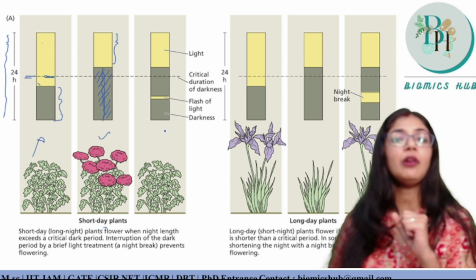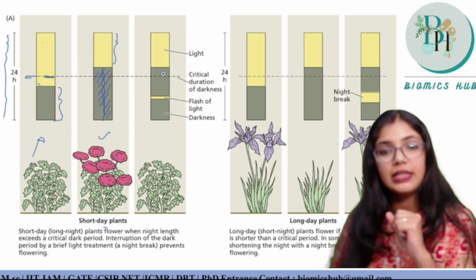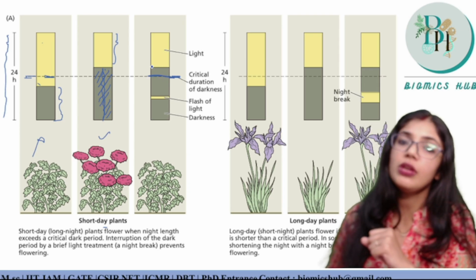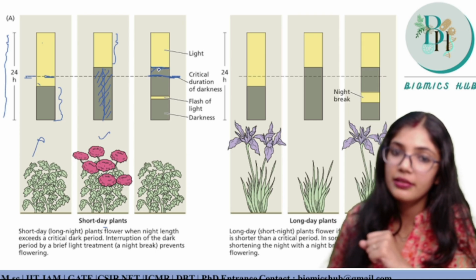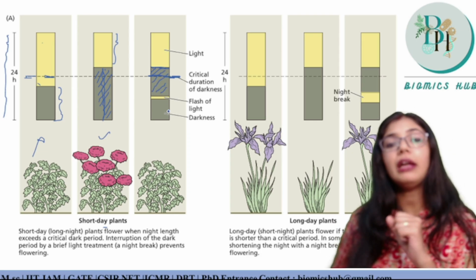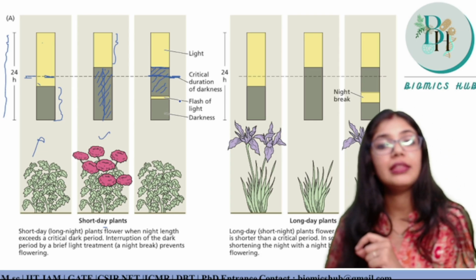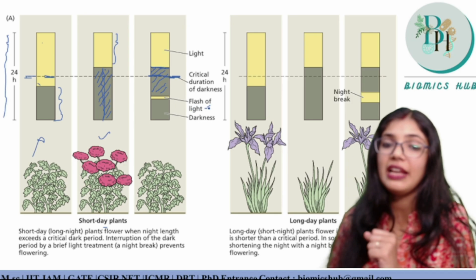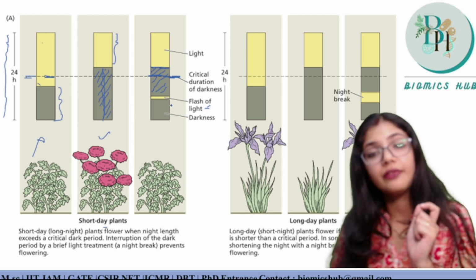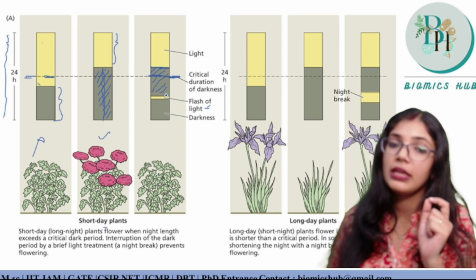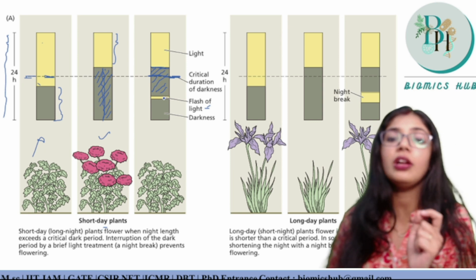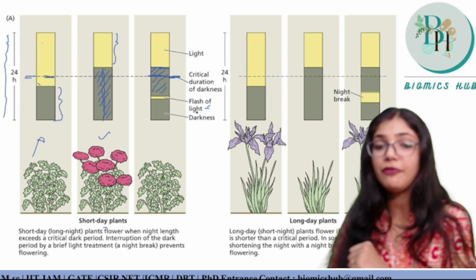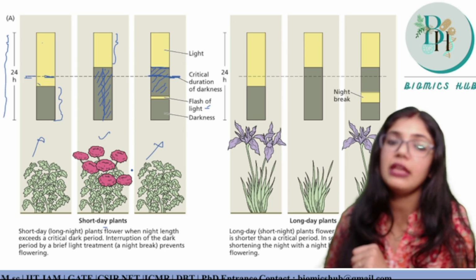Now the next condition. Here we can see that this is the critical period, the critical duration of darkness. Until here there is dark condition. But during the dark condition there is a night break, a light break. That means some flash of light has been given, so it is disturbing the dark condition. So what happens in this condition? A short day plant requires more dark condition, but here it is being disturbed by the flashlight. So there cannot be any flowering.